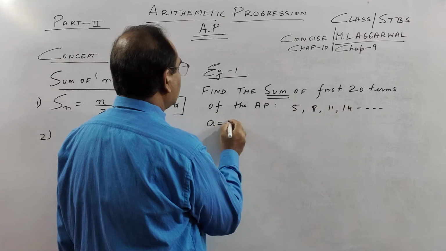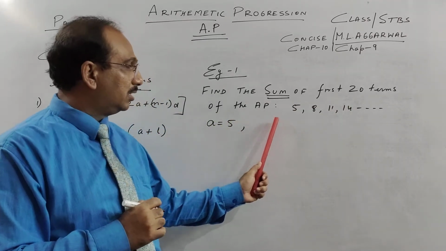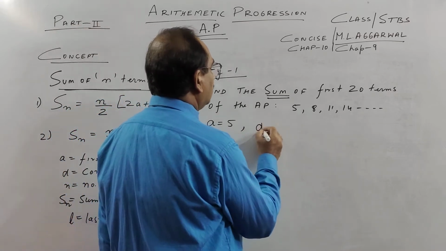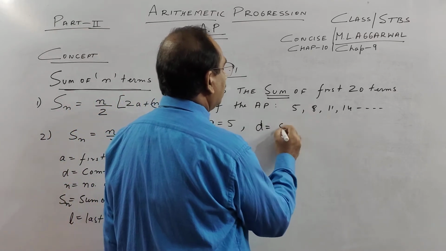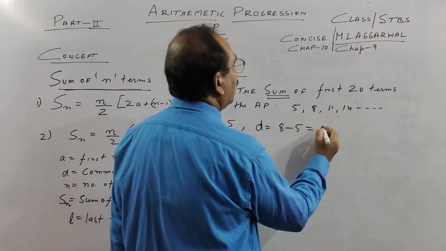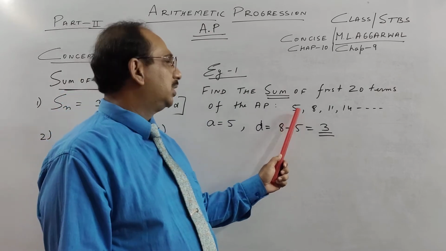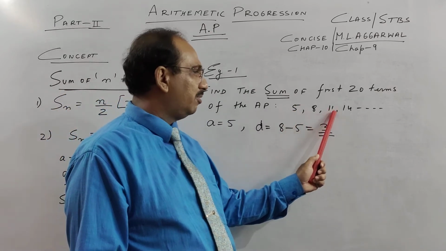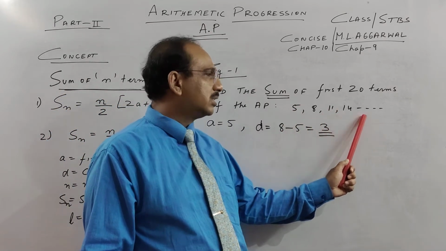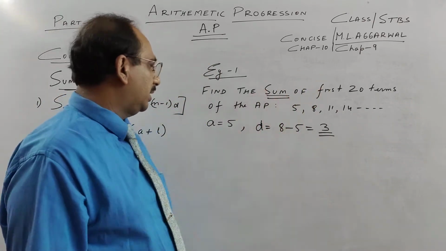So A is the first term, children. You see, the first term is very important. And the difference, how do we get the difference? Second term minus the first term. You can do third minus second. Anywhere you see this is 3. So this is going on increasing by 3. 5 plus 3, 8, 8 plus 3, 11, 11 plus 3, 14, then 17, then 20, and it goes on, but we have to find the sum up to 20 terms.